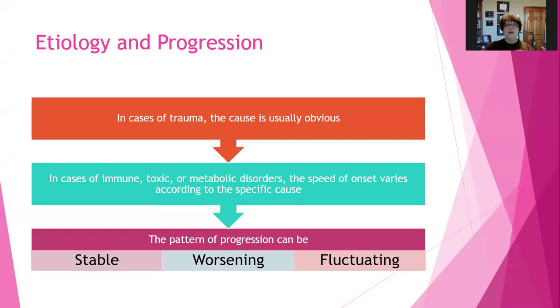The pattern of progression of a neurological disorder can be stable, which means it's not changing. For a developmental disorder like CP, it's stable, it's not changing, but it's there the whole time. Worsening is where things are getting worse. Some brain injuries like subdural hematomas worsen over time, and we'll talk about that. Or it could be fluctuating, like I was talking about with MS, or something like fibromyalgia, where you have patterns of exacerbation and remission.